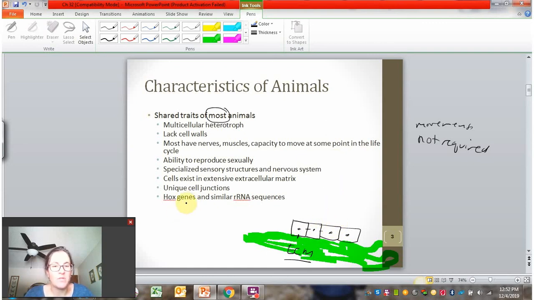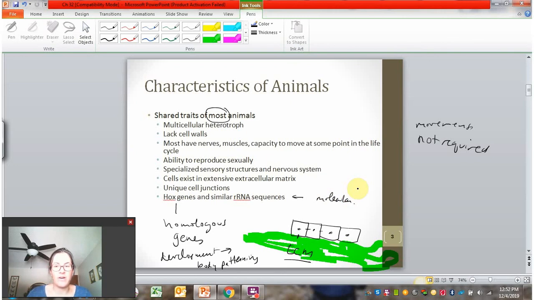Lastly, most animals have a specific family of genes called Hox genes. These are homologous throughout the animal kingdom, and they're important for development, especially related to body patterning. So they kind of establish top to bottom, basically, in the early embryo. And when you look at the Hox genes throughout all animals except sponges, they are all homologous. They're very closely related to each other. And they share similar ribosomal RNA sequences. So these are some of our molecular similarities rather than trait similarities.